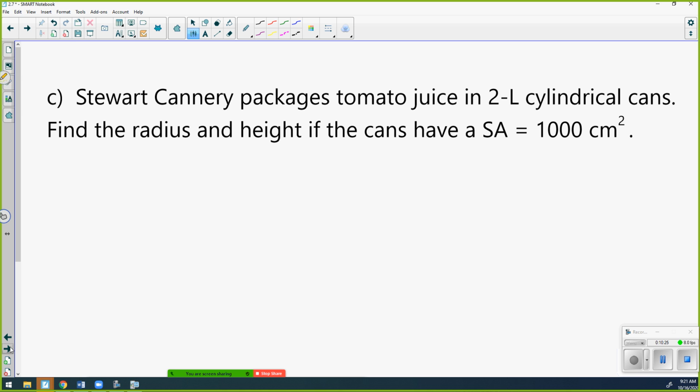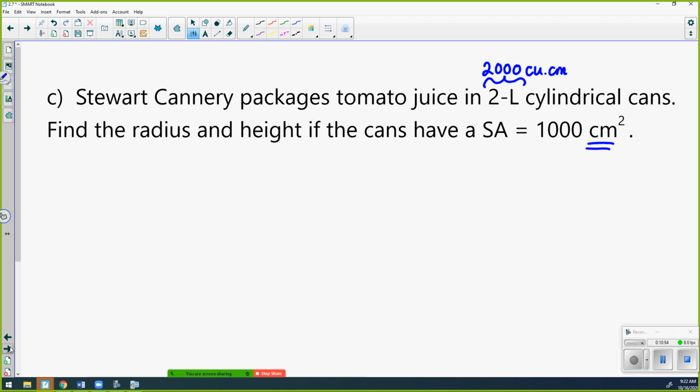So what do we know? What's going to go on from here? So we know that the cannery packages tomato juice into 2-liter cylindrical cans. Now, liters is something volumetric. We're talking about something kind of linear, centimeters squared. So I'm going to turn liters into cubic centimeters. And the conversion factor there is 1 liter is 1,000 cubic centimeters.